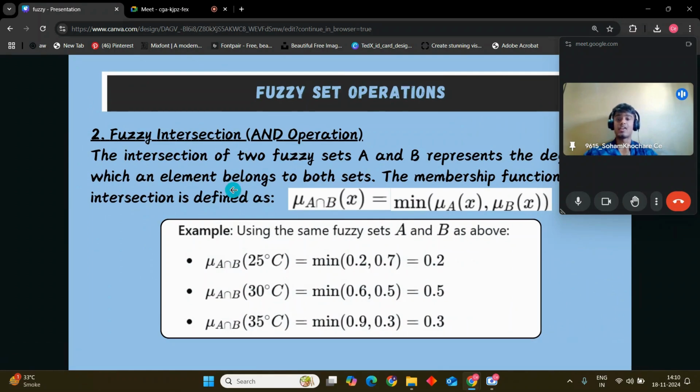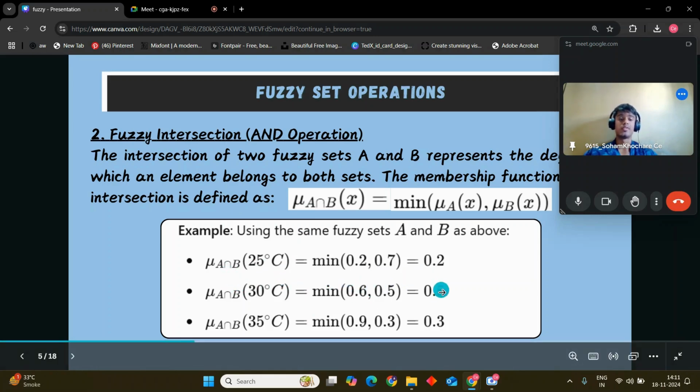Next is the AND operation. The intersection operation, or the AND operation, uses the lowest membership value to define results. So it basically takes the minimum of the two values. Using the same sets which were discussed in the previous slide, we can see that the intersection of A and B for 25 degrees is the minimum of 0.2 and 0.7, which comes out to be 0.2, and similarly for the other degrees as well.